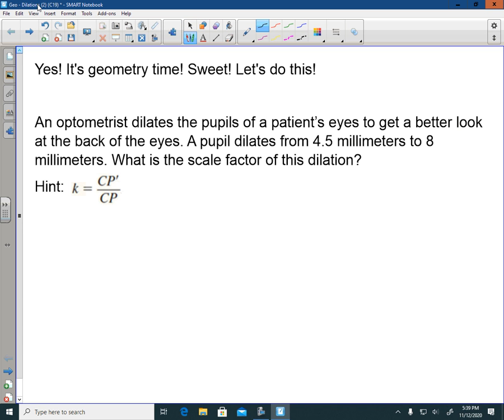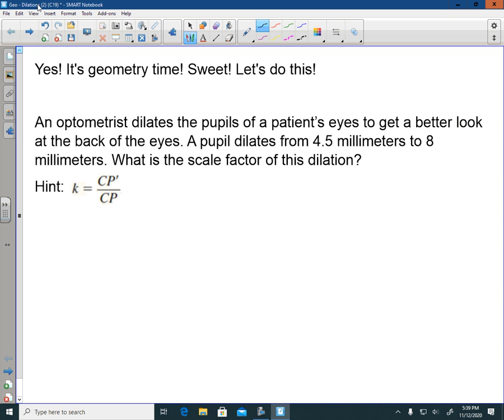Here we are back talking about dilations. Here's a warm-up for you. An optometrist dilates the pupils of a patient's eyes to get a better look at the back of the eyes. A pupil dilates from 4.5 millimeters to 8 millimeters. What is the scale factor of this dilation? And there's a little hint for you. I'm going to let you pause this and calculate that out. Off you go.